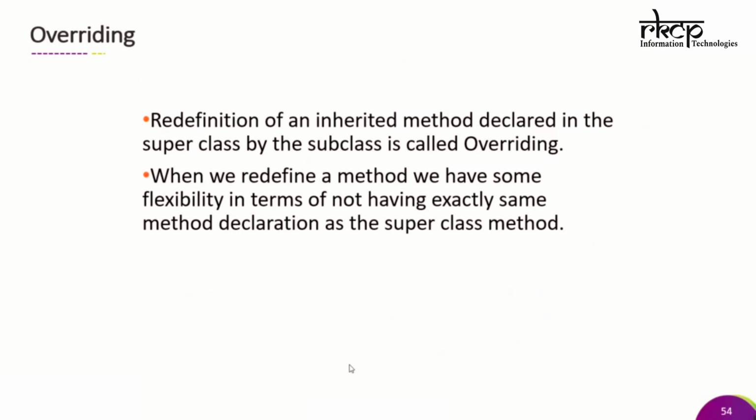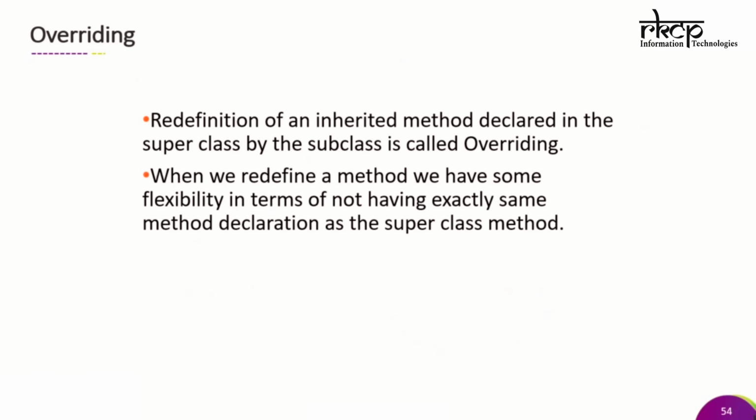Welcome back. And now I'm going to start with overriding. Sometimes overriding is called dynamic polymorphism, or runtime polymorphism, or dynamic binding. The question here is, what is the meaning of this overriding?